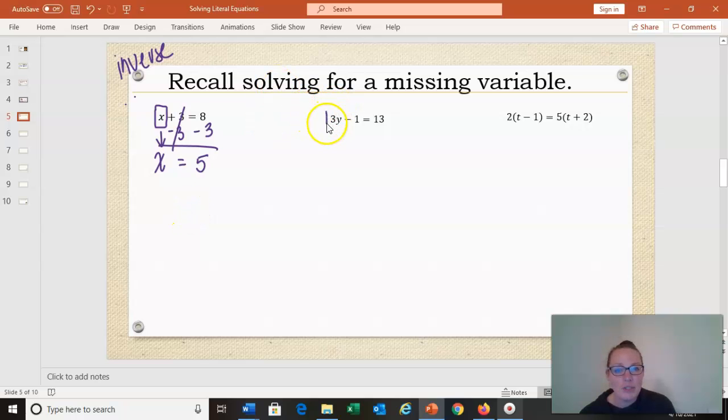Let's look at example 2. Here is our term with the variable. So we need to get everything else away first. This is a minus 1, so we're going to add 1 to both sides. Bring down the 3y. Of course, these cancel out, and we get 14. And then in order to get y by itself now, we have to do the inverse of multiplication. Well, the inverse, or the opposite of multiplication, is division.